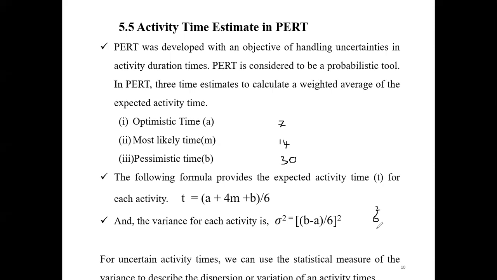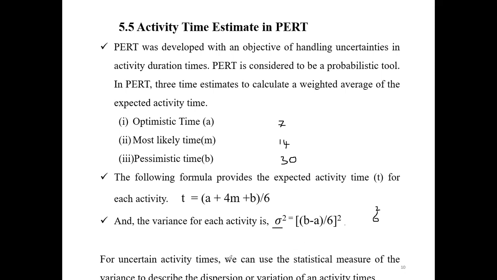The variance can be calculated using the time estimates: only the maximum pessimistic time and the optimistic time, b minus a, divided by 6, then altogether squared. So now this is the formula. This formula you should memorize. This will not be given at the time of examination.